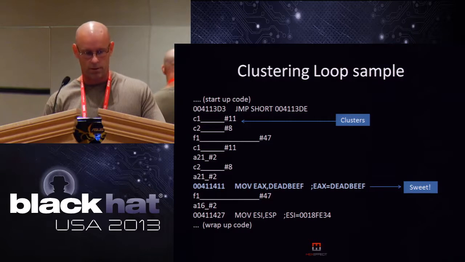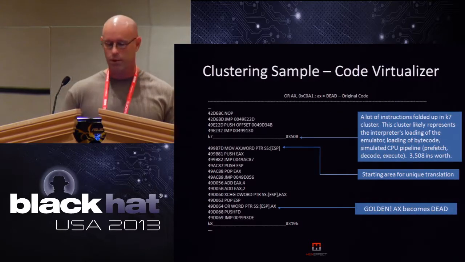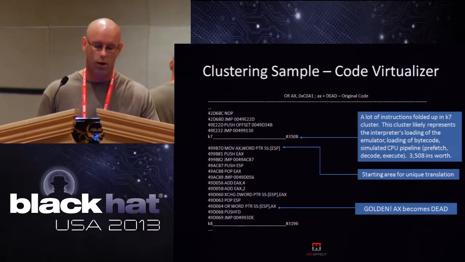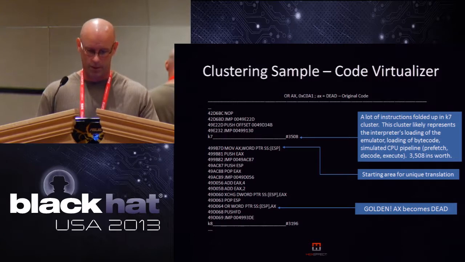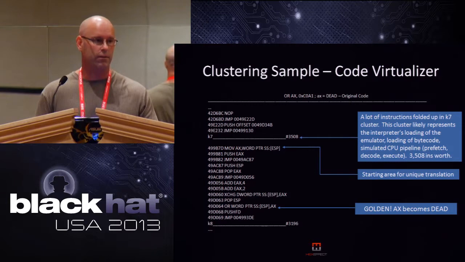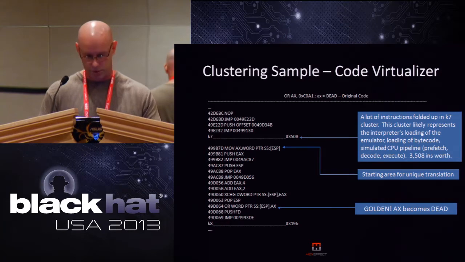So then I said, okay, it's time for something a little more interesting. I wrote about 30 or 40 different assembly instructions. Here's one of them, called OR AX C0 A1. The idea is, whatever's in the AX, when it does this operation, it'll become dead. It's easy to debug. So when I ran it through Code Virtualizer, I can't even remember how many instructions it generated. But you can see that it clustered K7 and K8.